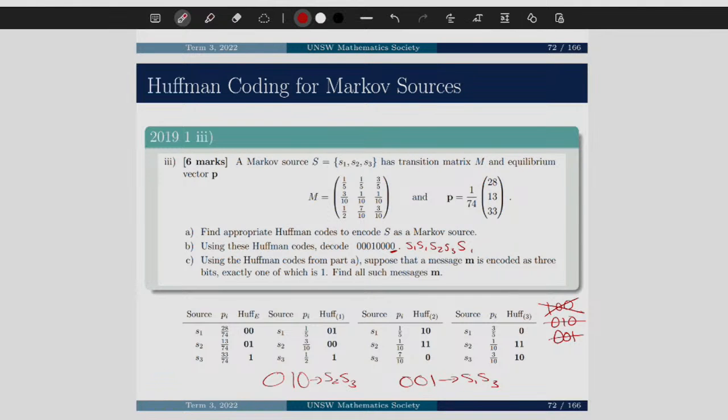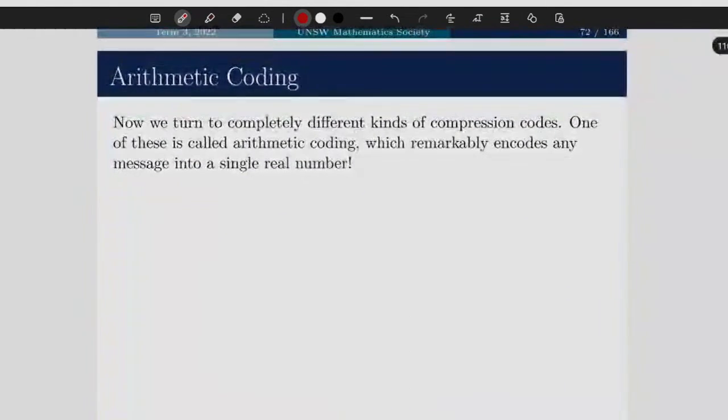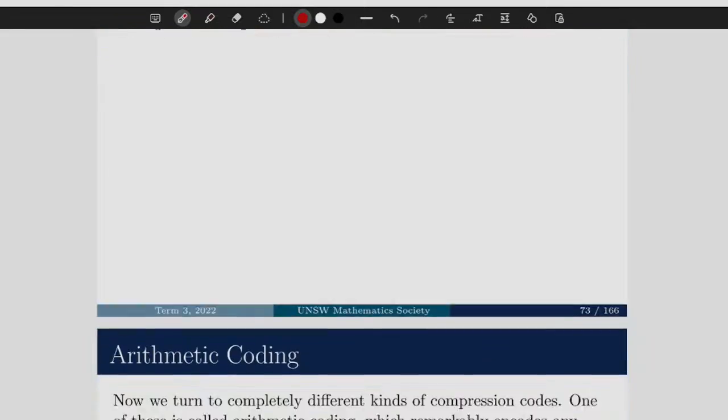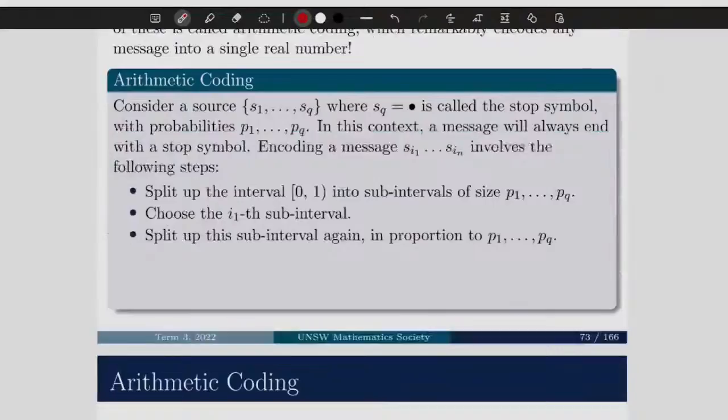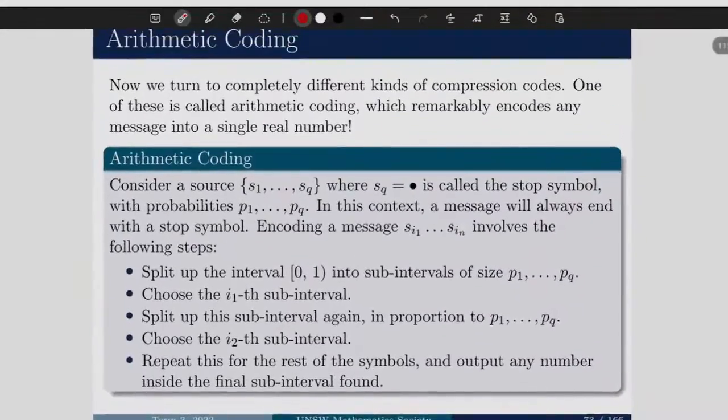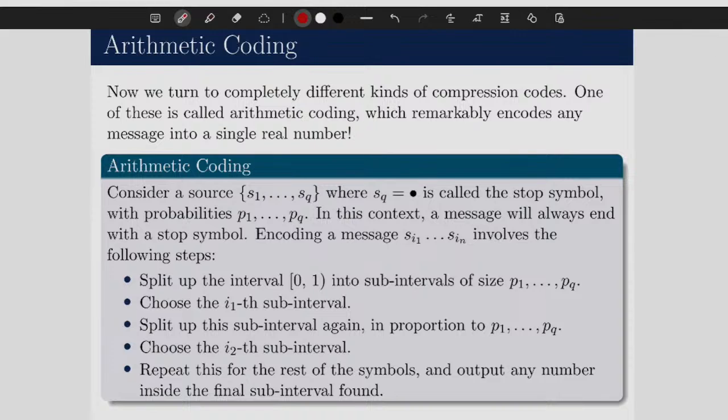Okay, cool. Arithmetic coding, right? So now let's turn to a completely different type of compression codes. We're going to be talking about two in this particular case: arithmetic coding and then LZ78 codes. Arithmetic coding remarkably encodes any message to a single real number. I'm just going to scroll down so I have the whole thing on the page. There we go. What we do is we have a source symbol where the very last symbol has to be the stop symbol. That stop symbol is basically going to tell us, okay, we've finished encoding, this is done. We don't have to do anything else, right?